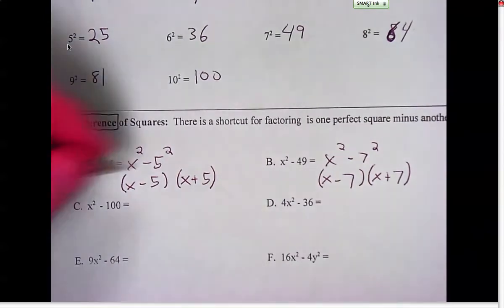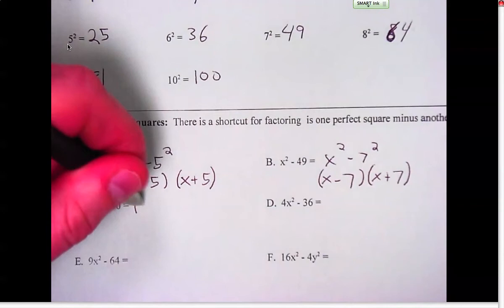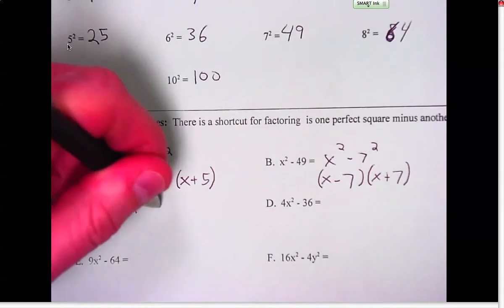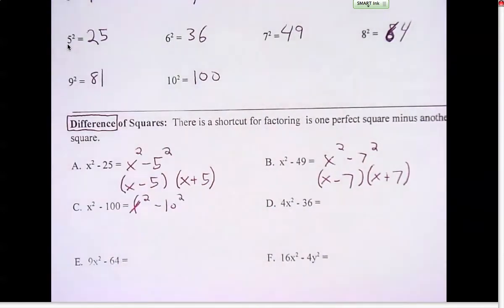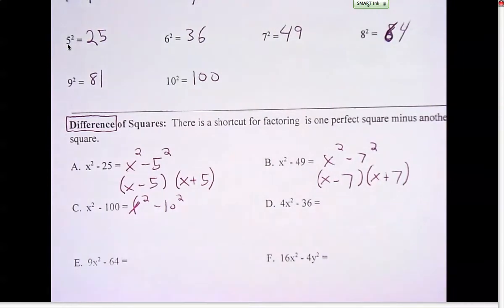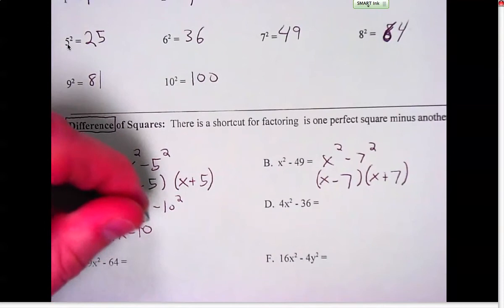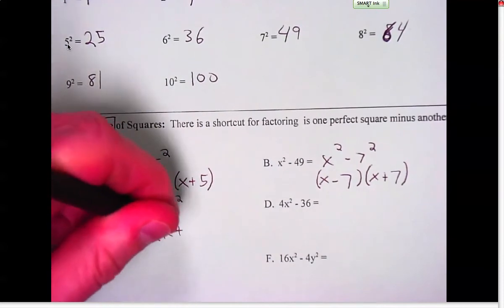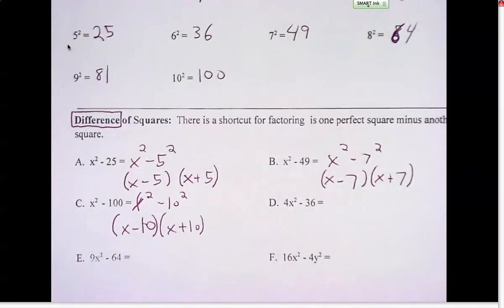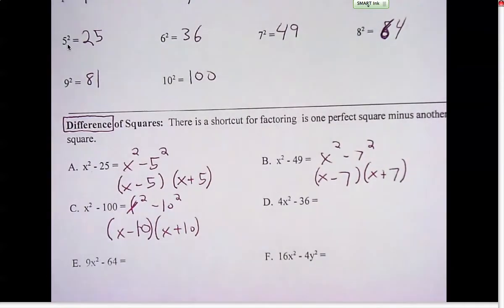Okay, so hopefully you gave this a try. And so this is going to be x squared minus 10 squared. And so now I'm going to rewrite it without the squares. So x minus 10, and then x plus 10. So definitely easier than doing the diamond problems and the generic rectangles.